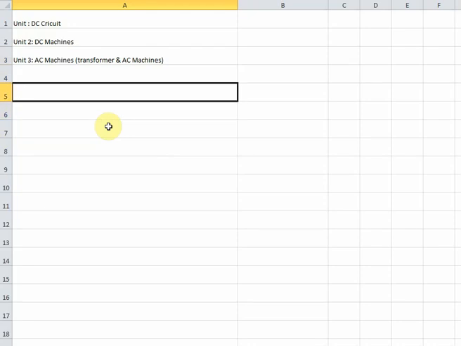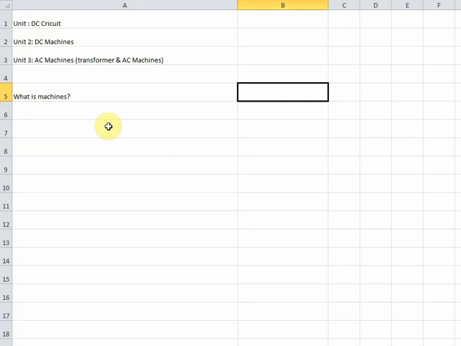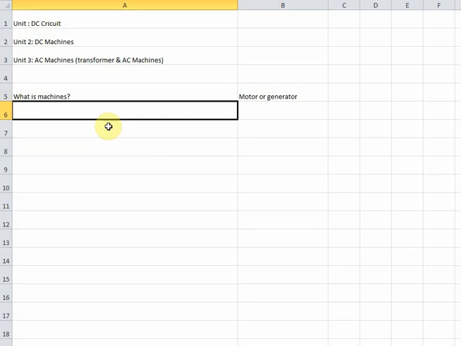Okay, first one. What is a machine? It is a question. So it may be a motor or generator. So you will go and write motor or generator. Machines means it may be a motor or generator.